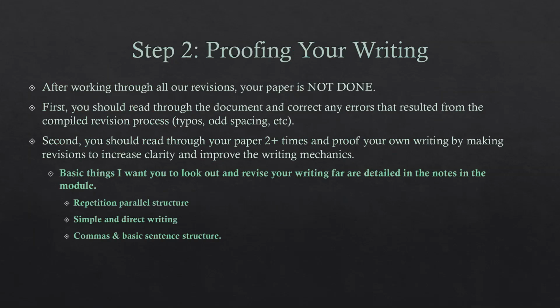So the basic things that are outlined in the handouts and that I want you to look out for as you're reading through your paper and revising the writing are repetition and parallel structure, making sure we don't swap out synonyms, making sure sentences that are conveying the same type of information and are related are structured in the same way. Simple and direct writing, so getting rid of extra words or clauses that we don't need and making sure that we're writing in the active voice so that we don't have a hidden subject in there that's not at the beginning of the sentence doing the action.